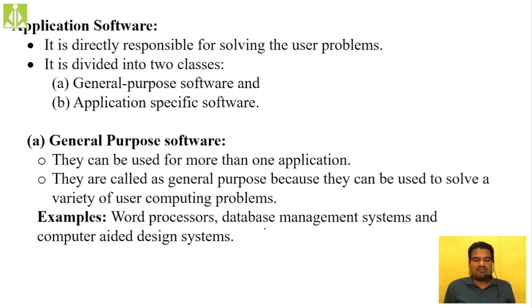If you see the examples, word processors: your Microsoft Word will be used in different domains, isn't it? In the health industry, in the manufacturing industry, in education, in universities, in defense, many different domains are using word processors. So that is an example of general purpose software, because it is not specific to any particular field, domain, or application. It can be used as general purpose software.